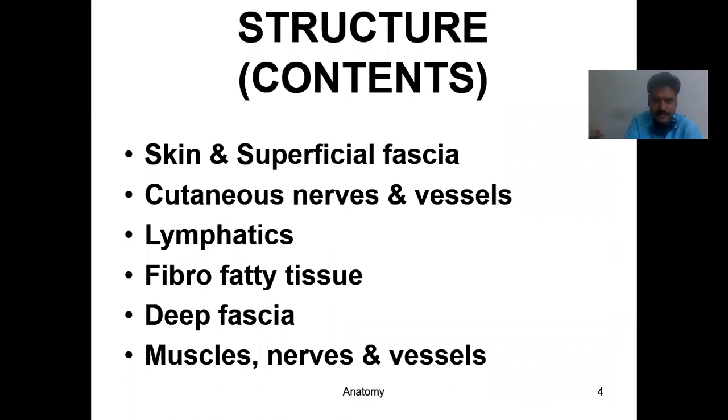What are the structures, the contents within the posterior compartment of the leg or the back of the leg? Mainly we have skin, superficial fascia, the cutaneous nerves, the vessels, lymphatics, the fibrofatty tissue, and the deep fascia, mainly the muscles, vessels, and nerves. So these are all the structures that we will come across in the posterior compartment.